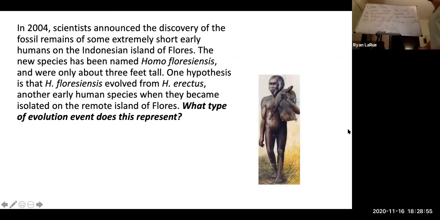That's it, really. Let's do a fun practice thing. So in 2004, scientists announced the discovery of fossil remains of extremely short early humans on the Indonesian island of Flores. They named these species Homo floresiensis. They're about 3 feet tall. They hypothesized that this species evolved from Homo erectus, another early human species, when they became isolated on the remote island of Flores. What type of evolution event does this represent? What do you think?